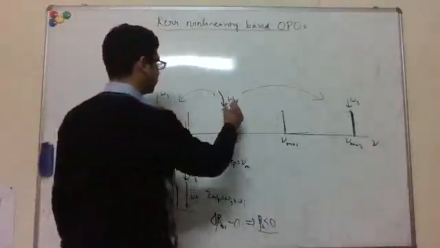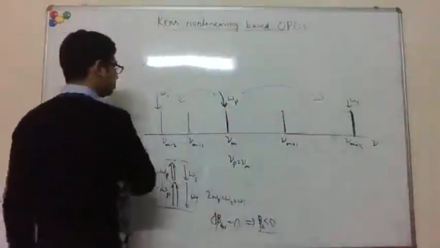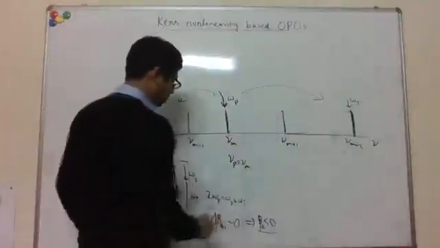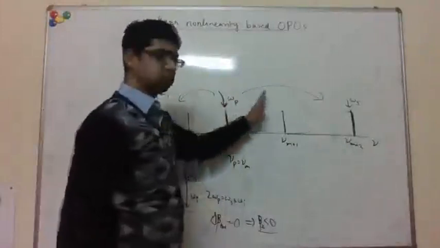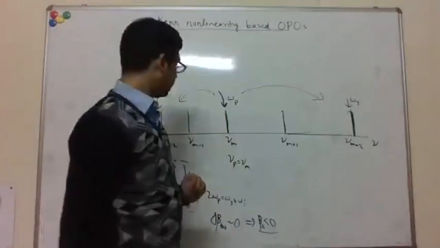Now you can see that, let's say I wanted to generate signal and idler. From energy conservation, we want the signal and idler to be equally spaced about the pump.